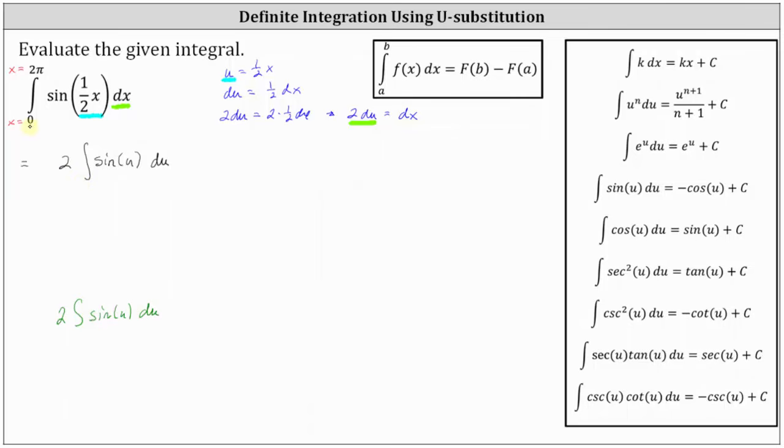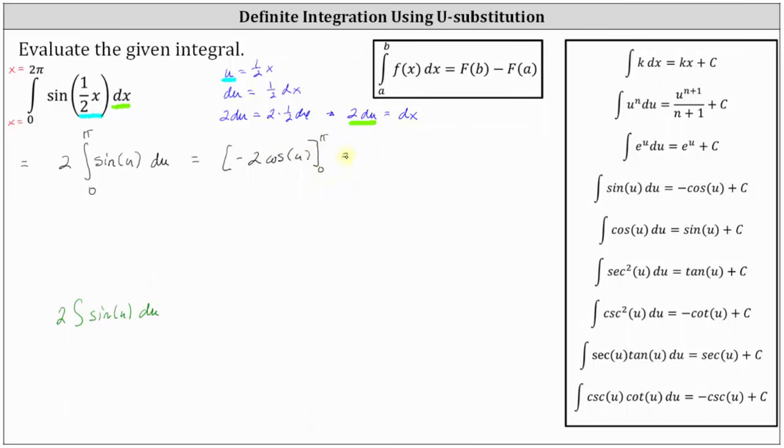Well, when x is equal to 0, u is equal to 1/2 times 0, or 0. And when x is equal to 2 pi, u is equal to 1/2 times 2 pi, or pi. And now we can evaluate this, leaving this in terms of u. The antiderivative of sine u is equal to negative cosine u plus c. We leave the plus c off when evaluating definite integrals. So the antiderivative is 2 times negative cosine u, or negative 2 cosine u.